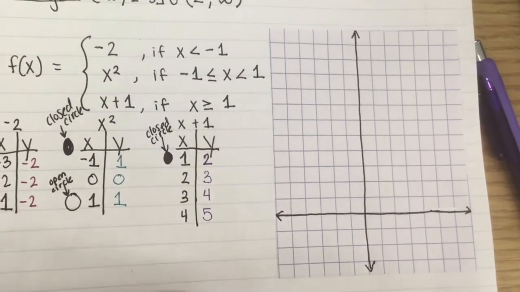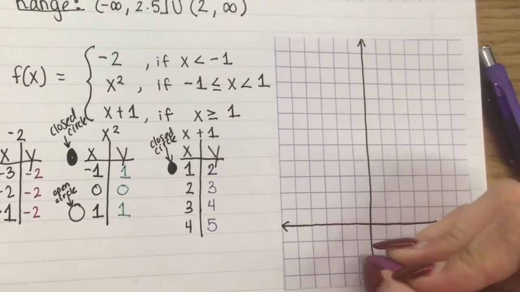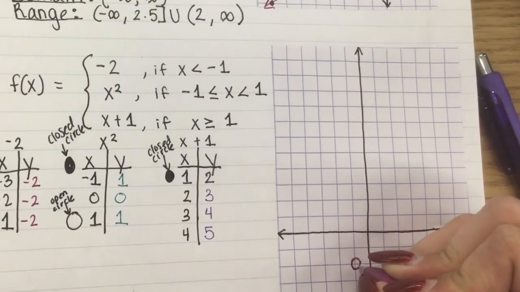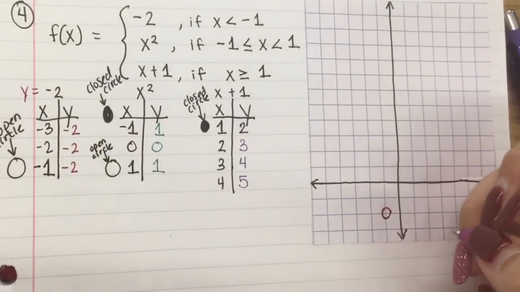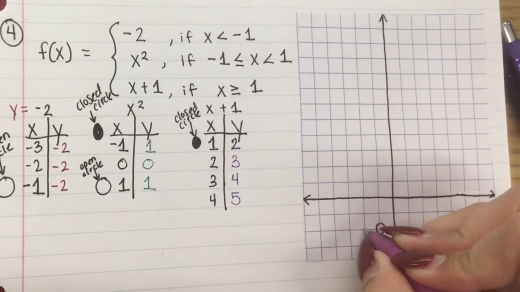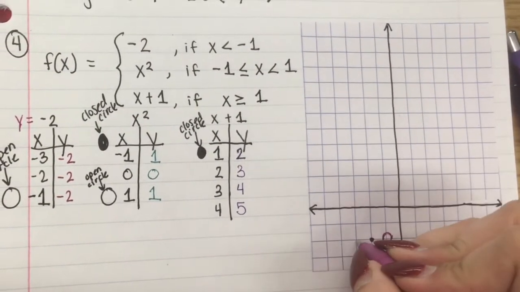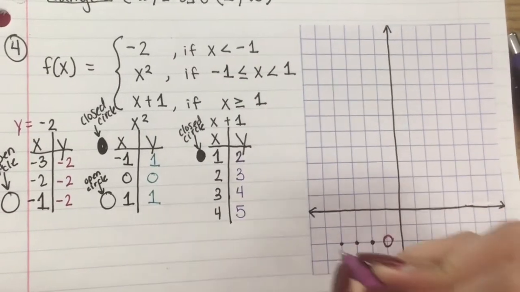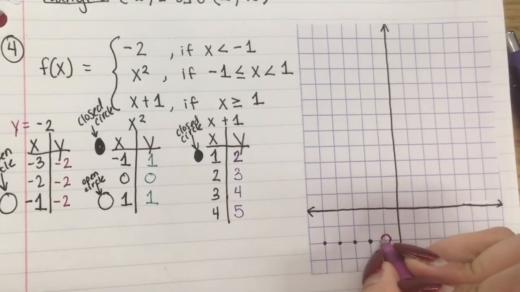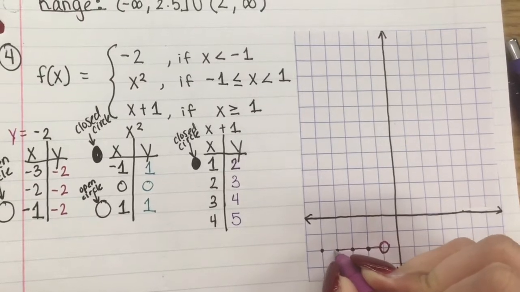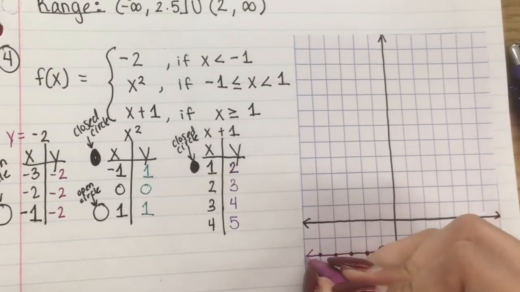For this first t-table, remember that this was a horizontal line. So first I'll start my open circle at -1, -2, but to the left of that, all of those points are included. So I'm just using regular points on a graph. I could keep going if I wanted to, and I'm going to draw that arrow pointing to the left.